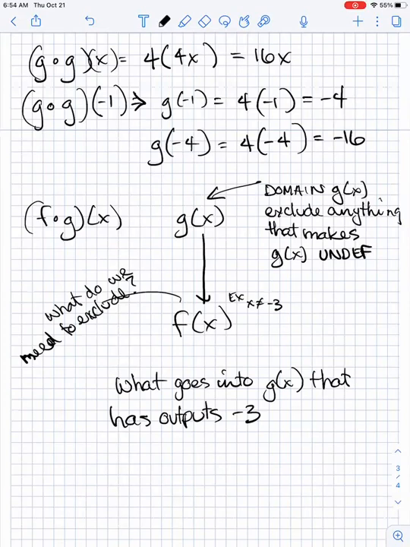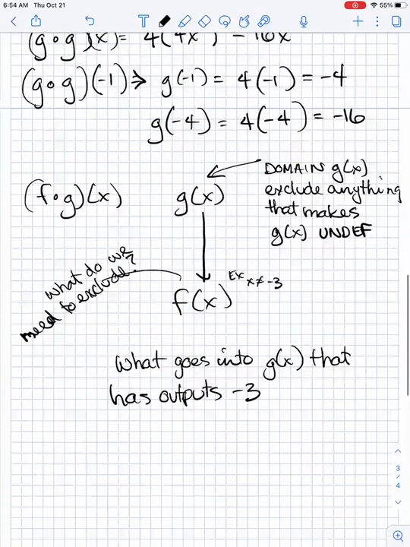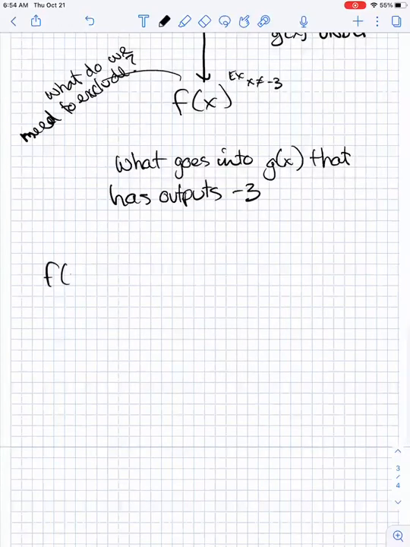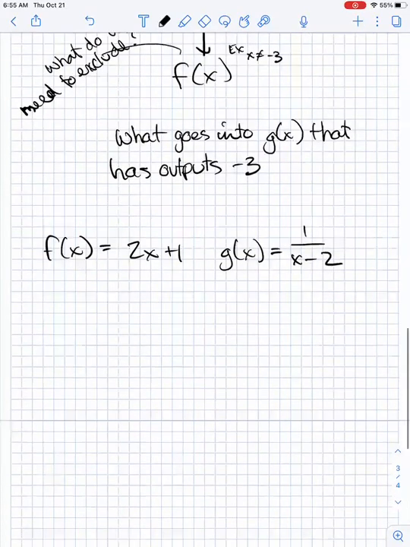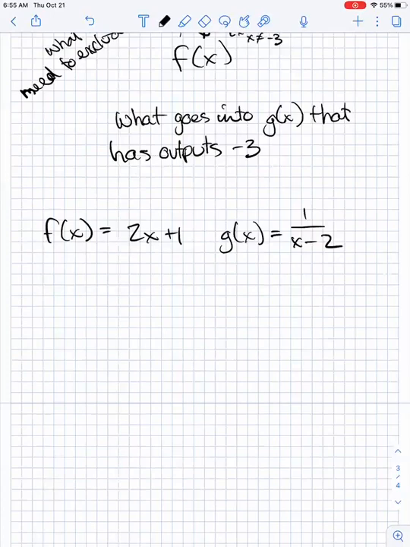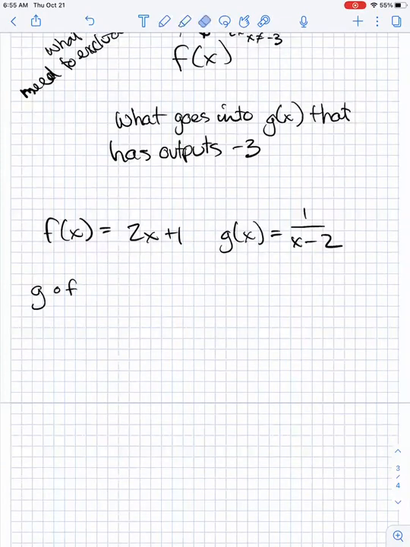So let's use f of x equals 2x plus 1, g of x equals 1 over x minus 2. So now, if we're looking for, let's do g of f. No, let's do the other one first. So doing f of g of x.